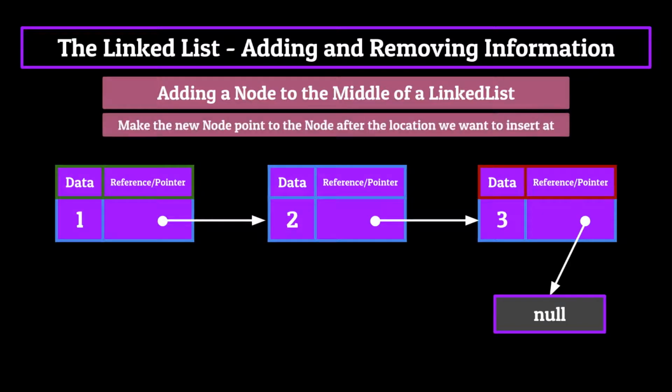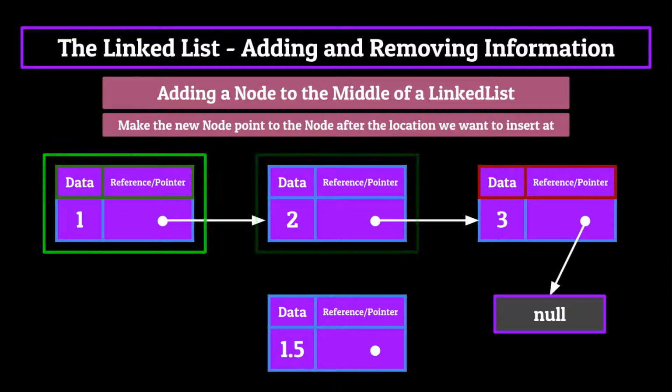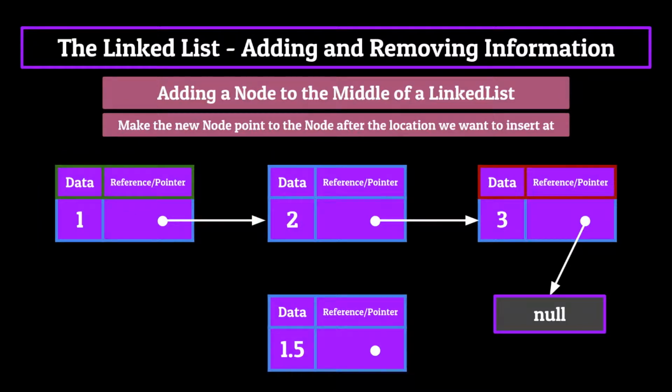We first make the pointer of the new node point to the node after the location we want to insert at. So if we want to insert a node with the integer 1.5 after the one with integer 1, but before the one with integer 2, what we would first do is set the new node's pointer to point to the node containing the integer 2.